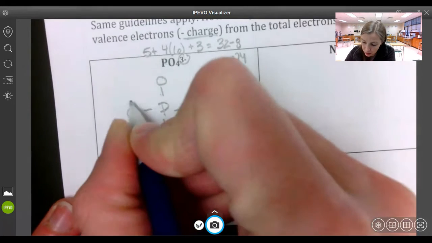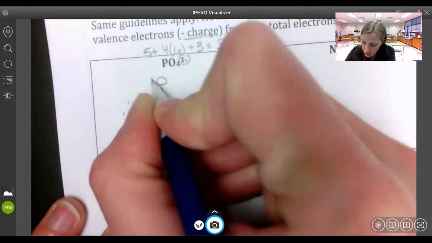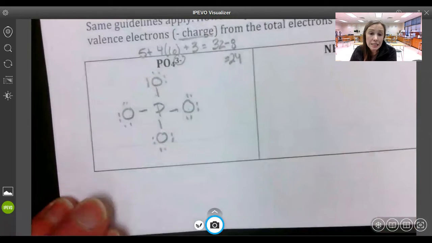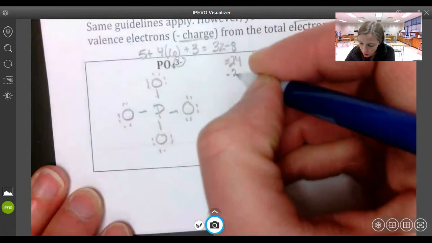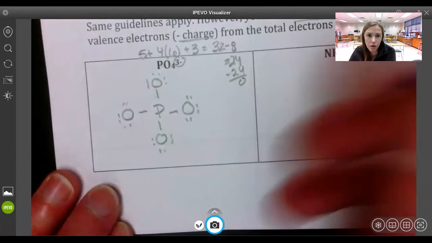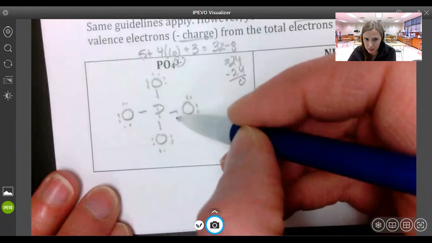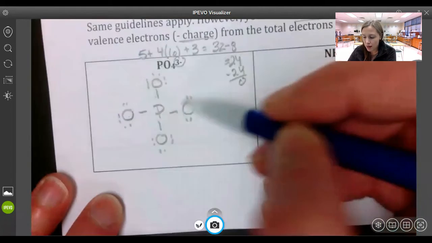Now, one little thing, because we have not talked about resonance structures, is we don't actually find that phosphates exist in this manner. But for what we know right now, we're going to use this as our structure. So this will be 24, 0. So phosphorus has a complete octet based on the structure, and then my oxygens.